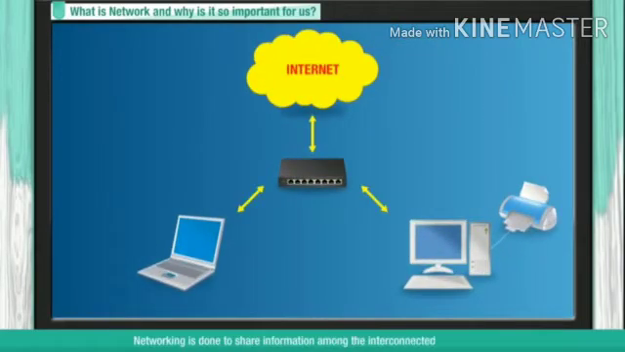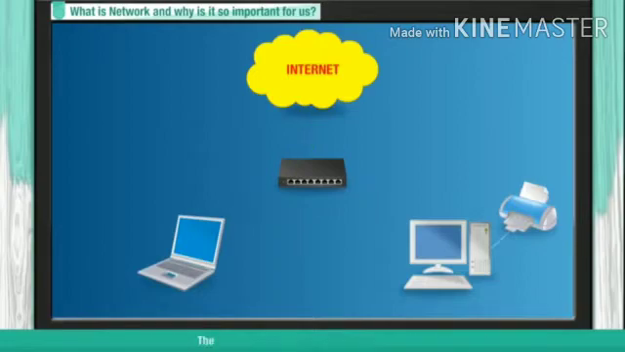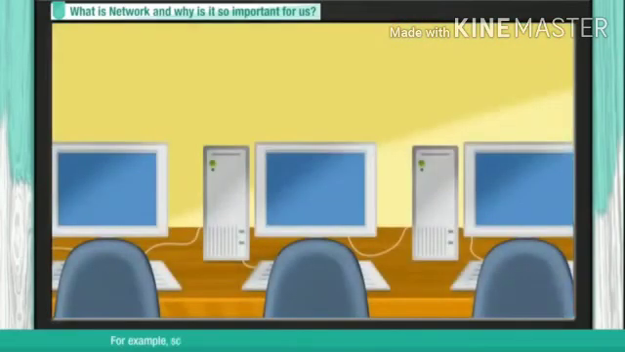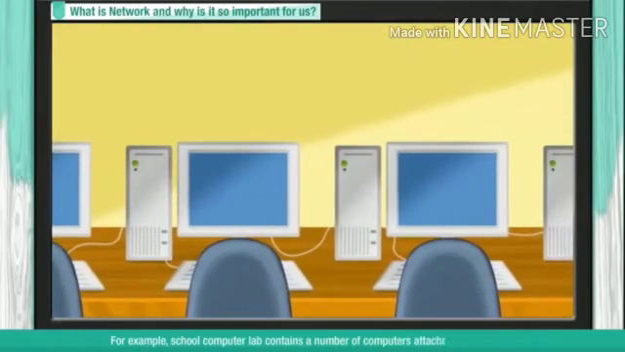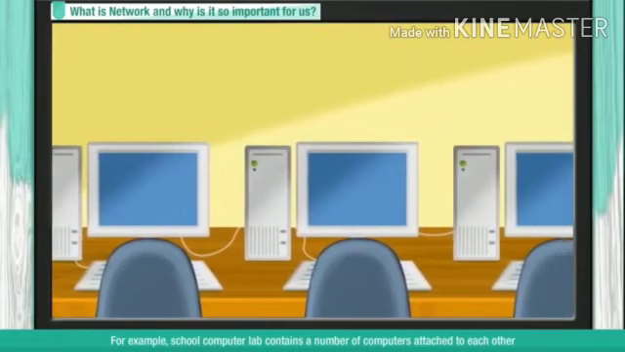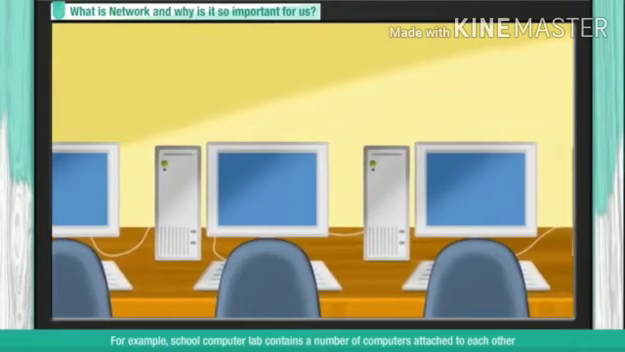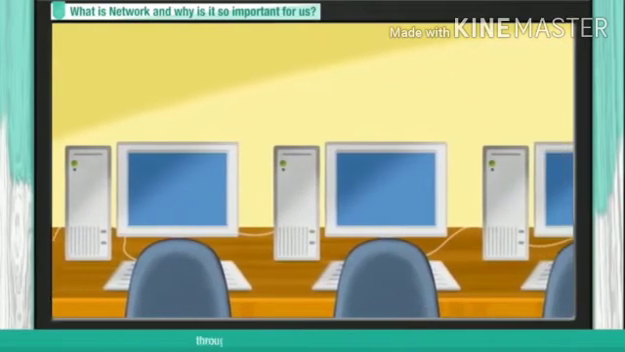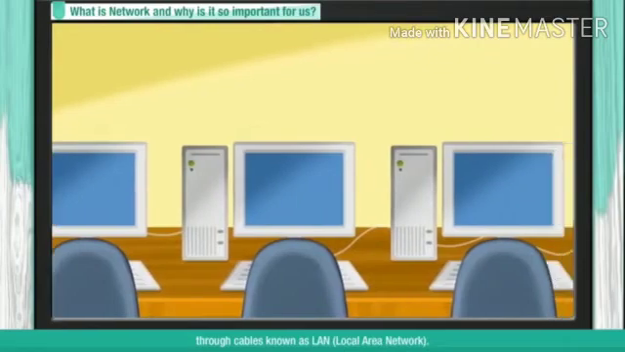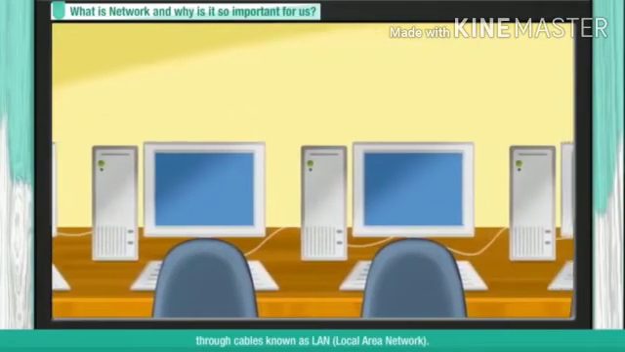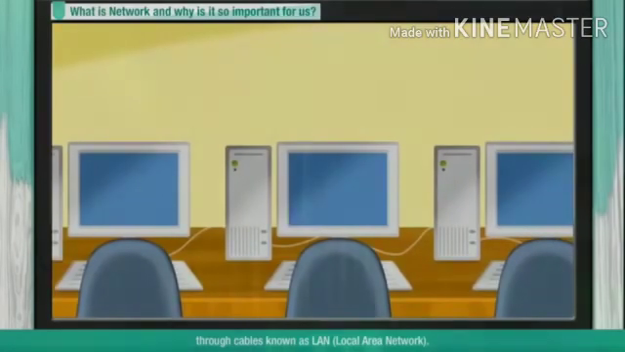Networking is done to share information among the interconnected computers. The best example of computer network is Internet. For example, school computer lab contains a number of computers attached to each other through cables known as LAN, Local Area Network.